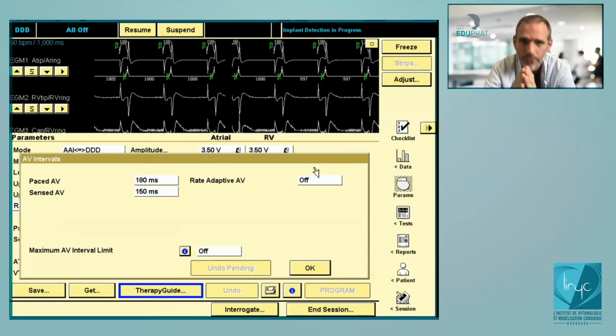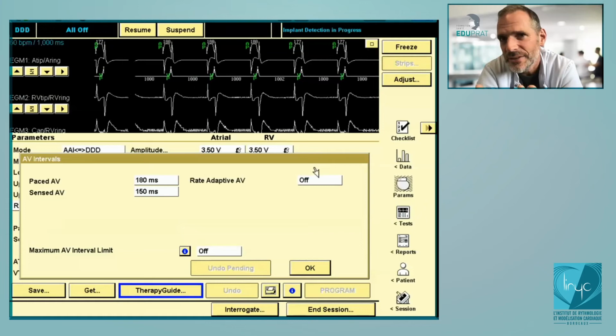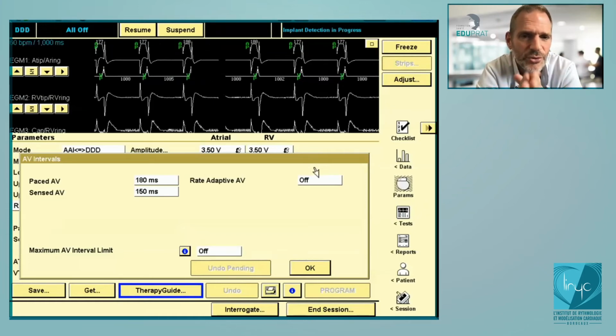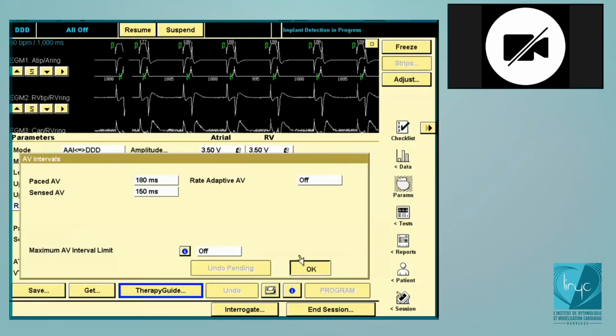So yes, that's a problem of pacing. So here, it's not in a patient with sinus dysfunction. I will not discuss too much about that. Okay, thank you. If you come back to the screen.